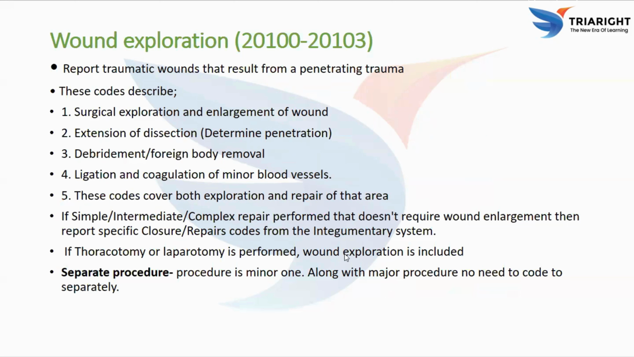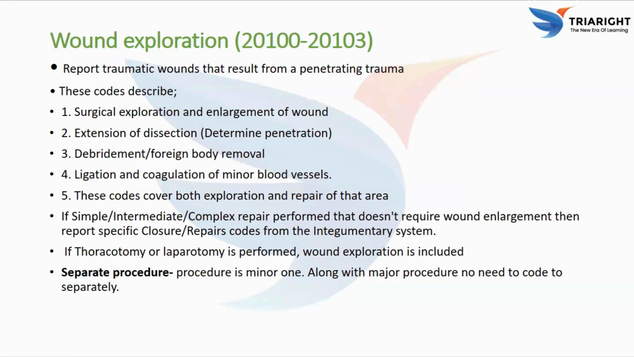So when are these codes used? These codes are reported only for traumatic wounds where the doctor must actively explore the wound to see how deep it goes, which structures are involved like muscle, fascia, vessels or organs, and whether there is bleeding or a foreign body. These codes are not for simple cuts or lacerations that only need suturing.